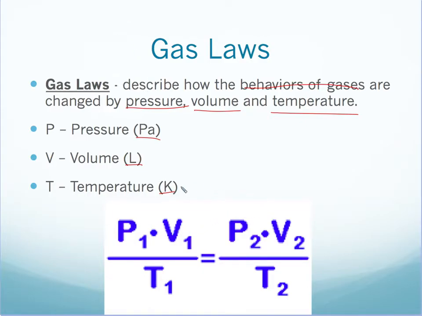But this is going to be your gas law equation, which is P1, pressure 1 times volume 1, divided by temperature 1 equals pressure 2 times volume 2 divided by temperature 2. If you're working through a question and they don't give you anything about temperature, just cross it off and go without and just do P1 times V1 equals P2 times V2. And we'll do some practice with that here.